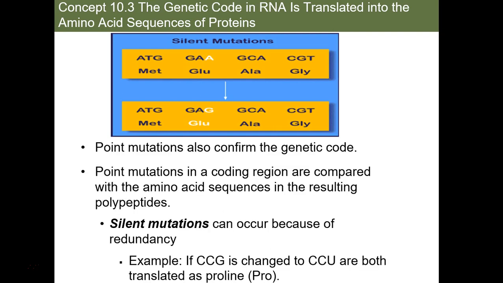Point mutations also confirm the genetic code. Point mutations is the altering of one nucleotide, as we saw a couple chapters ago, in a coding region and compared with the amino acid sequence and the resulting polypeptide. Silent mutations can occur because of the redundancy of the genetic code mentioned earlier. For example, if CCG is changed to CCU, both codons translate for proline.